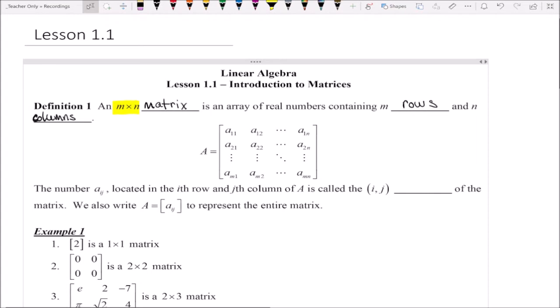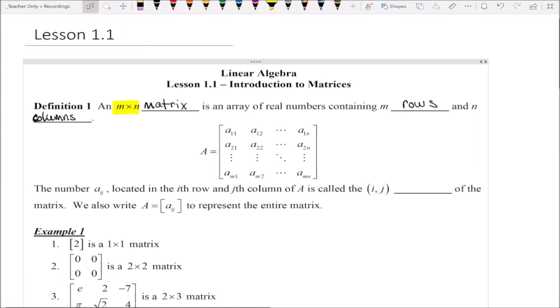Matrices are typically represented with a capital letter. A equals, and then the matrix. We have m rows: row 1, row 2, and so on up to row m. And then we have n columns: column 1, column 2, and so on up to column n.